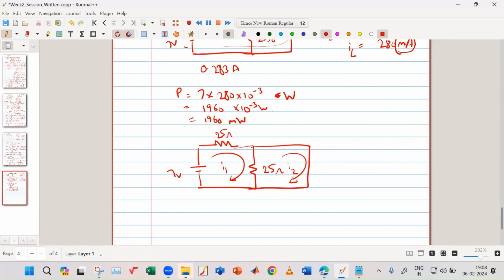Now we will apply KVL in mesh 1. That is 7 volt minus 25 into I1, then minus 25 into (I1 minus I2), equal to 0. So that is 7 minus 50 I1 plus 25 I2 equal to 0.